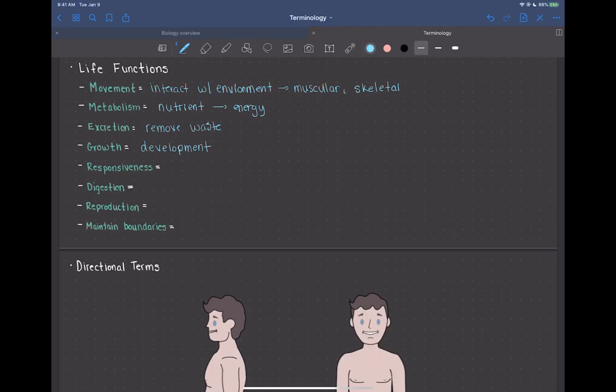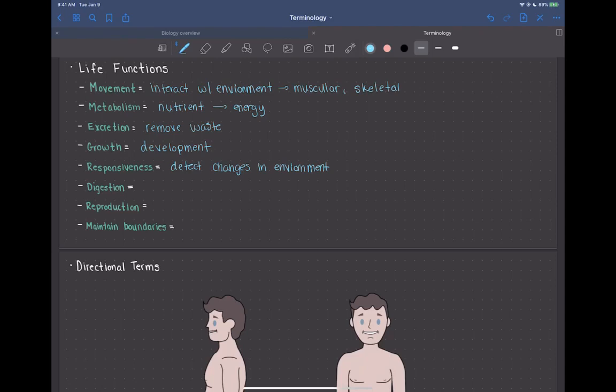The body is also responsive. So responsiveness is a function for life, all right? And that allows us to detect changes in the environment. That's really important because we need to be able to adapt to our environment. So if we detect a change, like it's really hot outside, we need to be able to regulate the body temperature to adapt to that change in the environment, that heat or cold, right? That kind of thing. So we need to be able to detect and interact with our environment.